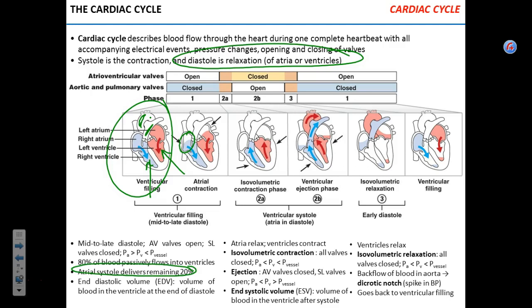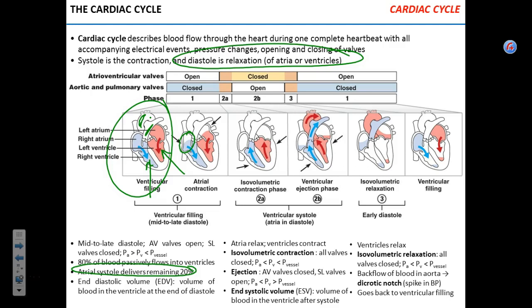Atria start to contract and they send the remainder of the blood into the ventricles, okay? As the blood gets into the ventricles and just keeps getting there, what happens to the ventricular pressure? It rises, yes. As you can imagine, at some point, ventricles are not indefinitely huge. They can accommodate only so much blood.